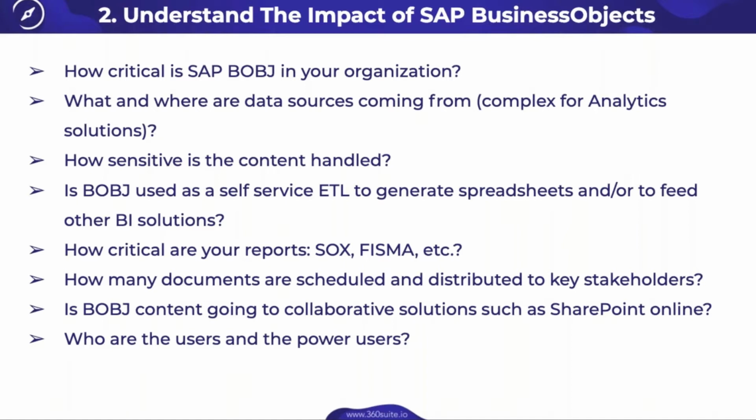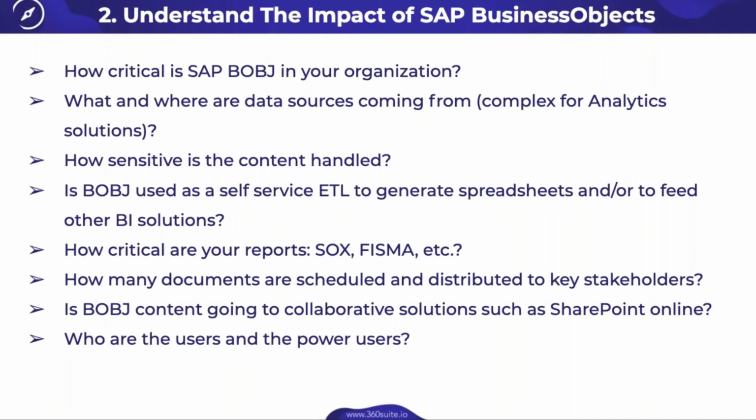In addition to how critical your content is, you need to understand who's getting that type of content, and how critical it is for them to be getting that content. Who are the power users? These are things that you need to understand to properly assess the impact of business objects in your contingency planning. So again, going from the organization now down to business objects and trying to understand the impact of it.